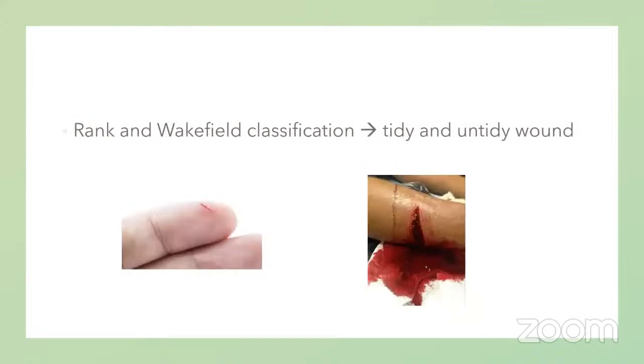So the classification is done by the Rank and Wakefield classification. So remember this name. Tidy and untidy wound is so easy for us to remember, but who did this classification? It was the Rank and Wakefield classification.